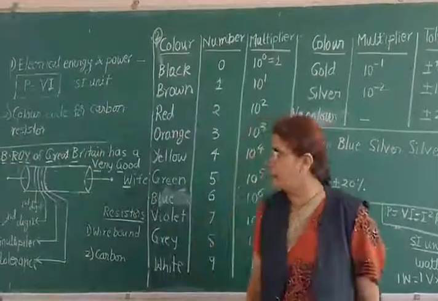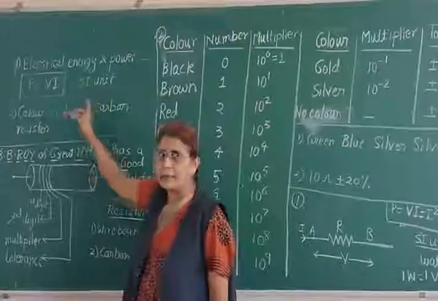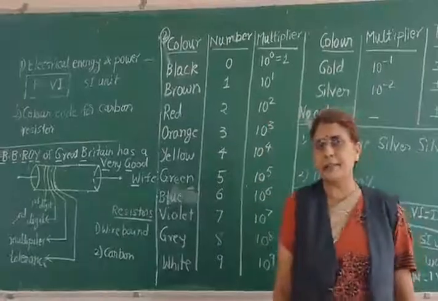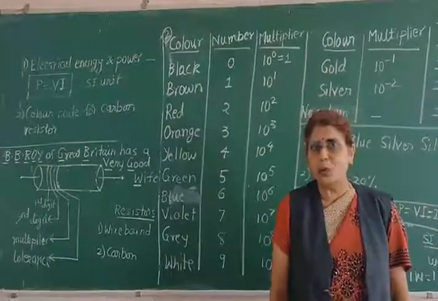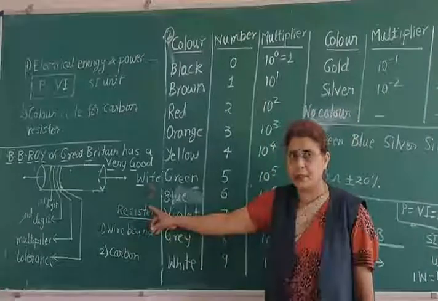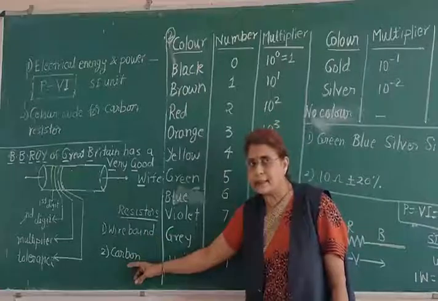Now coming to the second point, a very interesting one, color code of carbon resistors. I think once again, in the previous lectures, I have told you about resistors. Two types of resistors we use. What are the two types of resistors we are using? One is wire bound resistor, another is a carbon resistor.